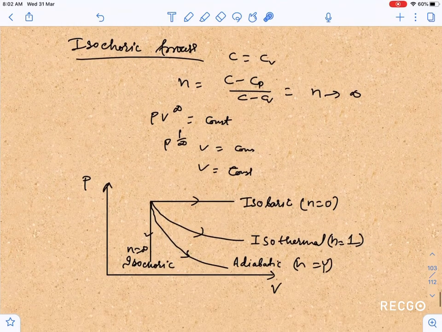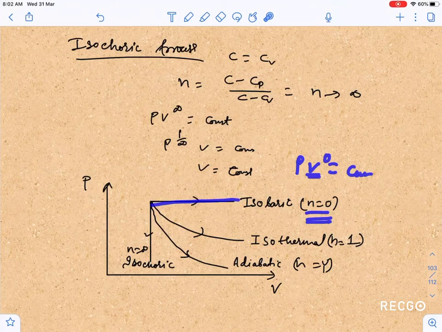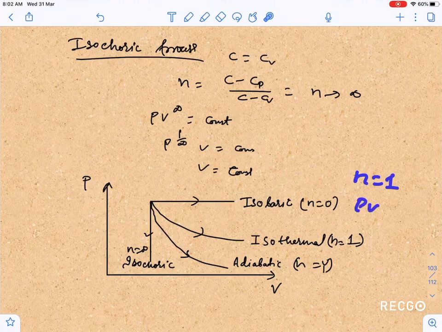What are the things I have just made in the graph guys? See. So when n is equal to 0, I know that PV to the power 0 is equal to constant, na? So pressure is constant. So this is isobaric process, and this is the graph of isobaric process. And when n is equal to 1, I know that PV to the power 1 is equal to constant, means PV is equal to nRT, means this is an isothermal process. So this is the graph of isothermal process. Remember guys, when n is equal to gamma, this is adiabatic process. This is the graph of adiabatic process, and I have already discussed in my lectures.